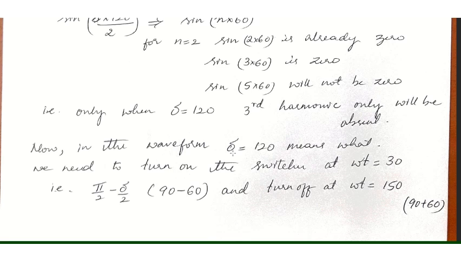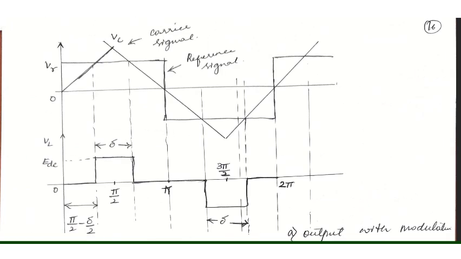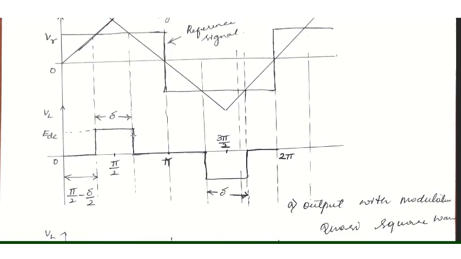If delta is equal to 120, what does it mean? Let us go back to the waveform here. At this instant, that is omega t equal to 30, you have to turn on the pulse, and at omega t equal to 150, you have to turn off the pulse.